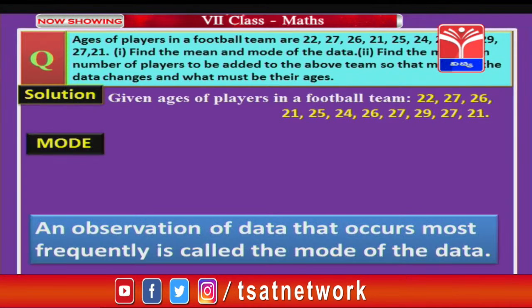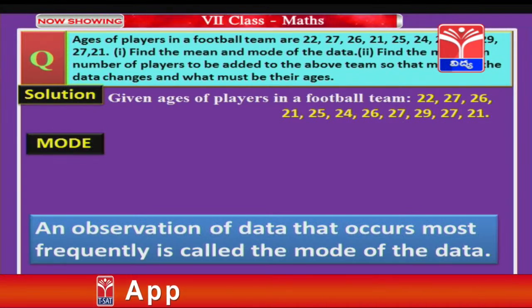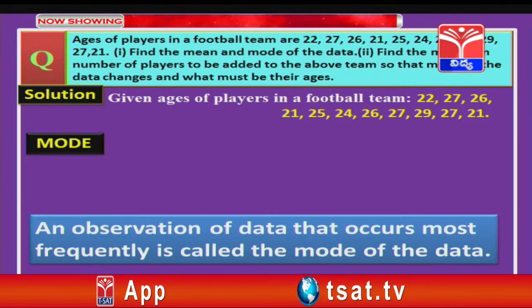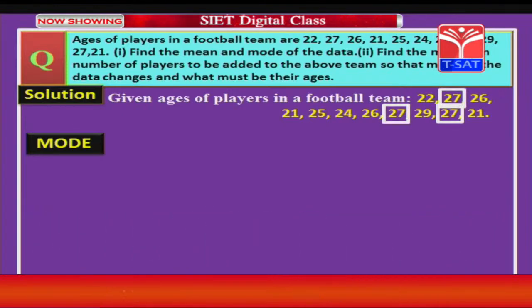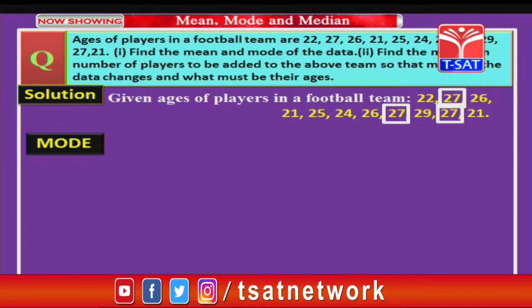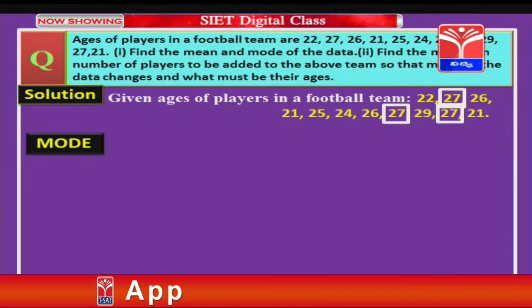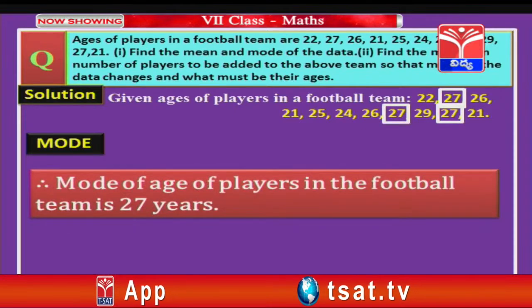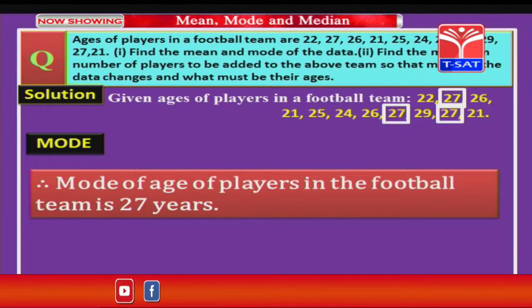Okay, children. The observation that occurs more number of times, or more frequently, is called the mode of the data. Now, here which is the observation, children, repeated more number of times? Yes. You can see the highlighted portion, that is 27 is repeated 3 times. So, we say 27 is the mode of the data, which means the mode of age of players is 27 years. So, we have completed the first part. Now, let us move on to our next part.